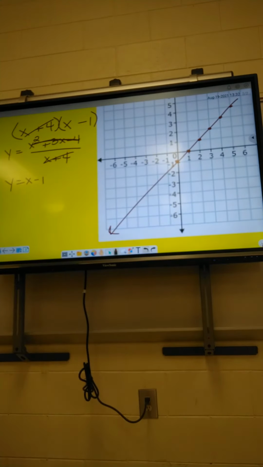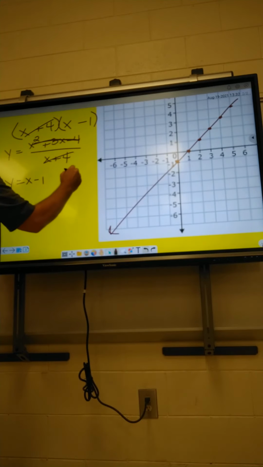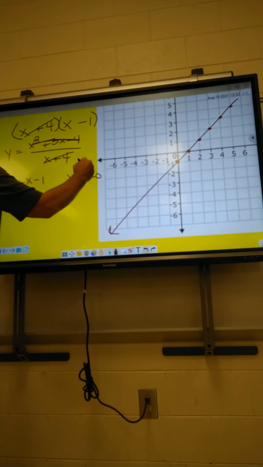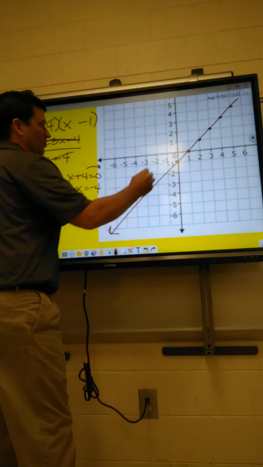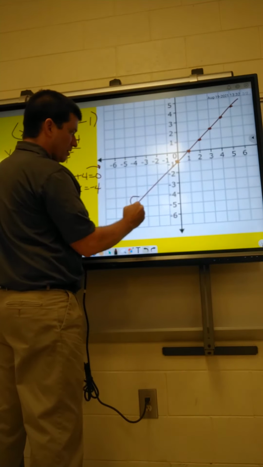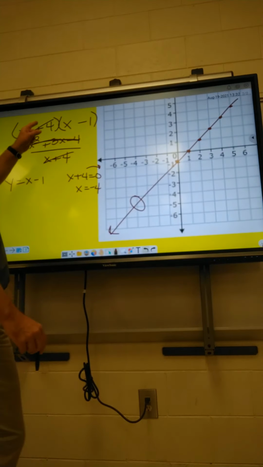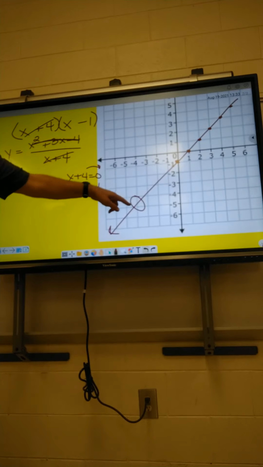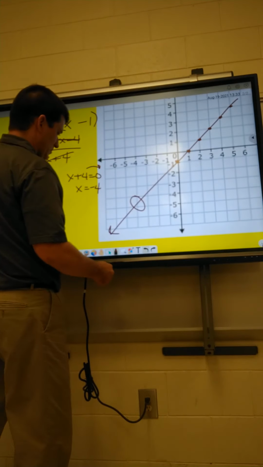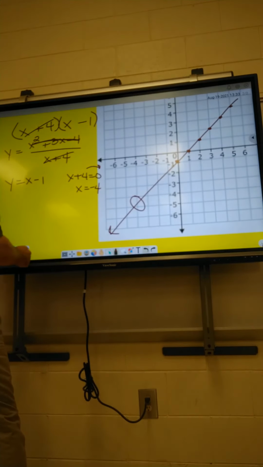Draw your line. We crossed out x plus 4. Move it over. That's negative 4. So go to negative 4. That's where your hole is. The one that you marked out is always going to give you the hole. So set it equal to 0, move it over, and it shows you where the hole is. Let's do another one.